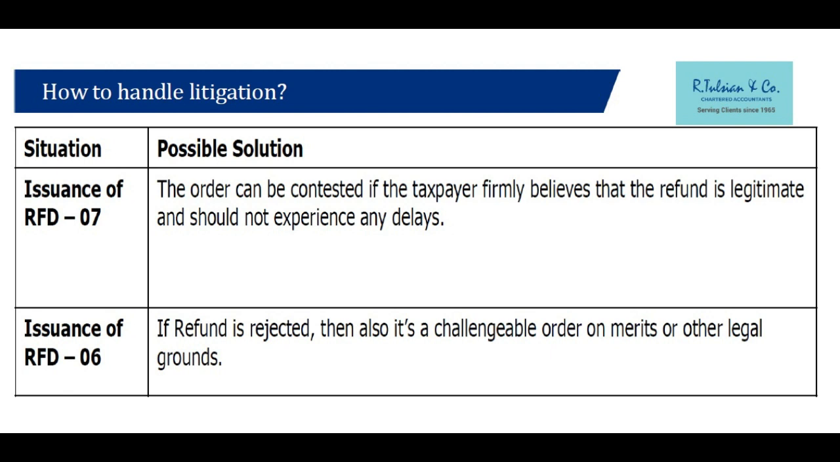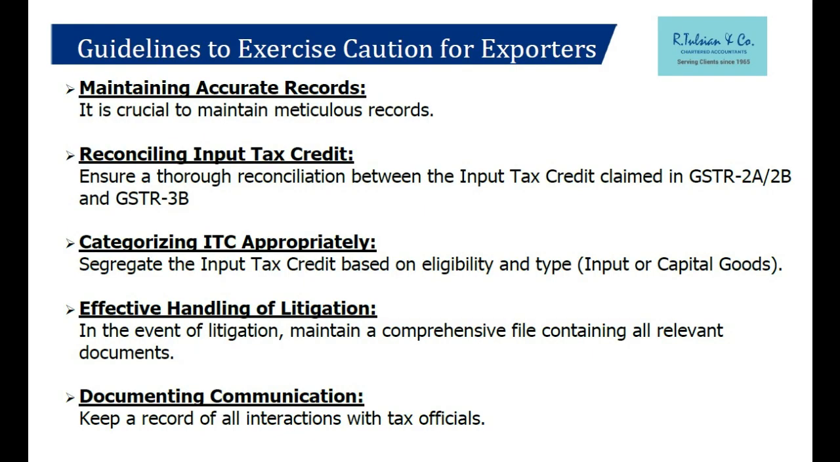So RFD 07, which I have mentioned, which is for the withholding of the refund, right? RFD 06 is the sanctioning. So RFD 07 is mostly issued. Sir, we should do all of these things, maintain accurate records. We don't get input on your capital goods.